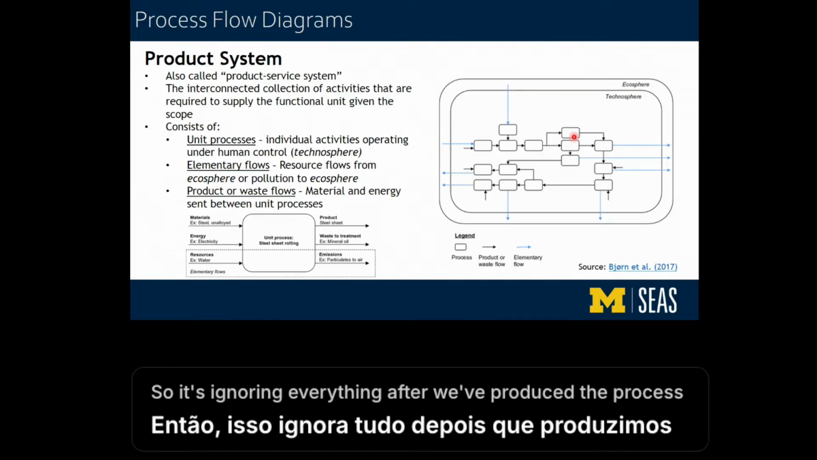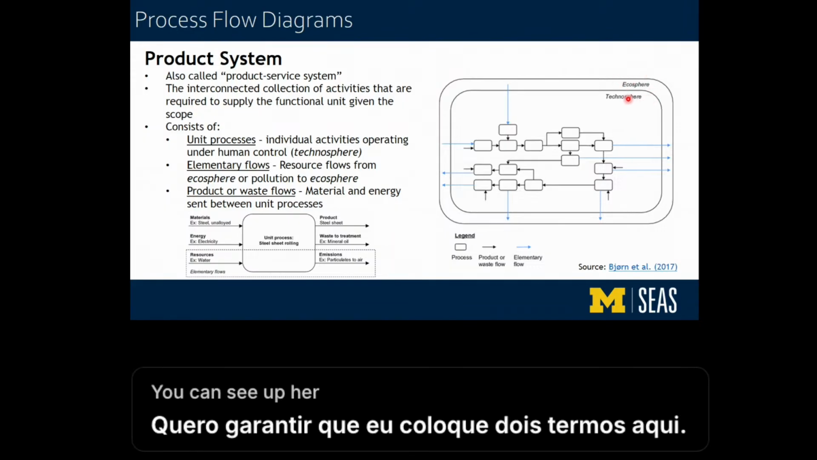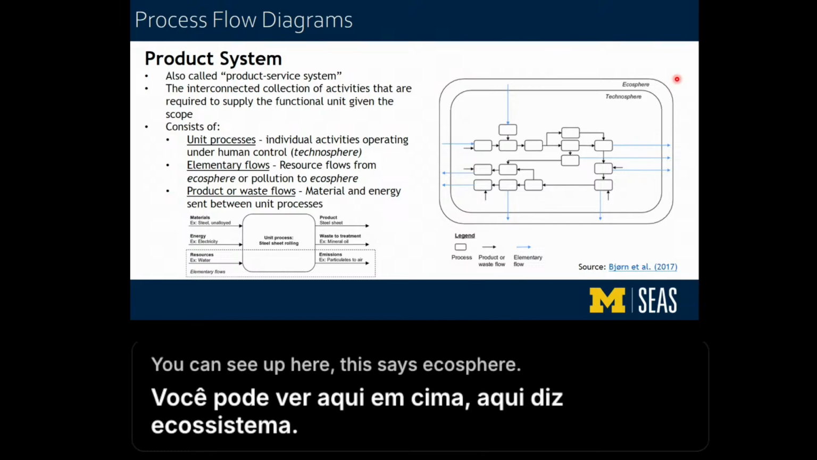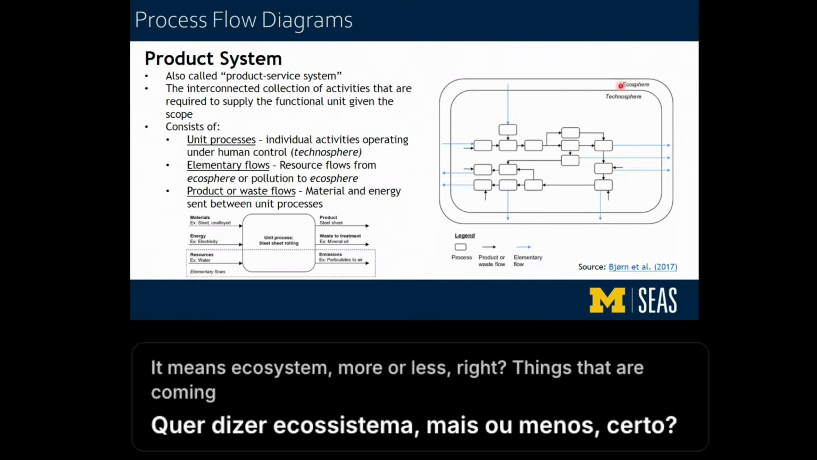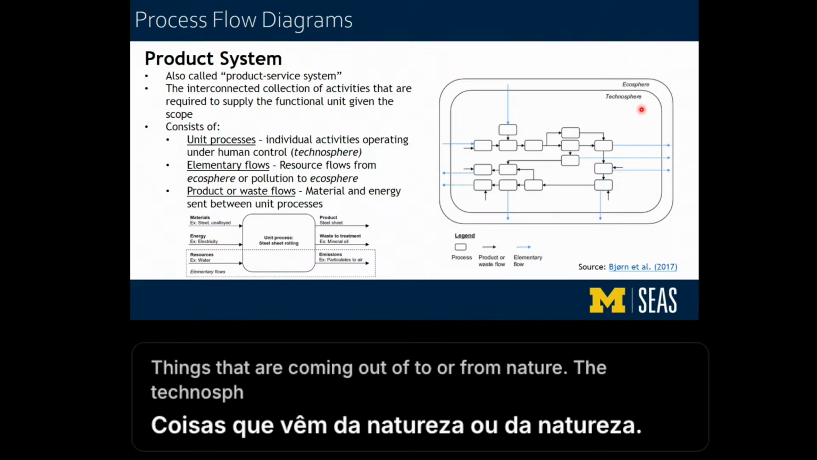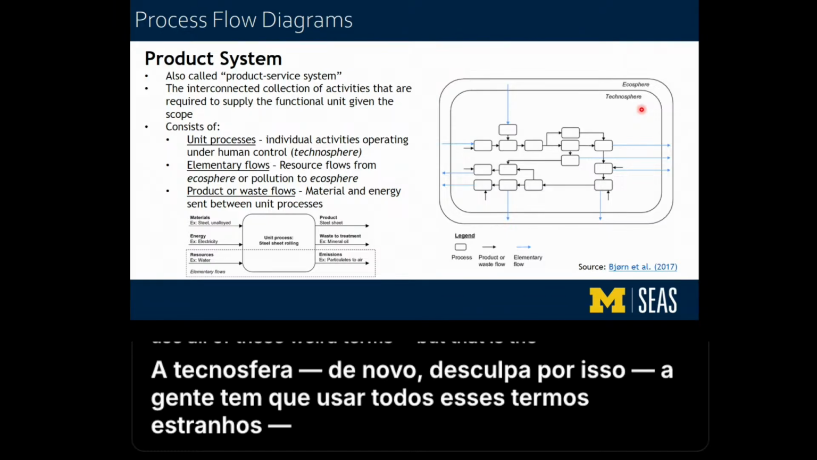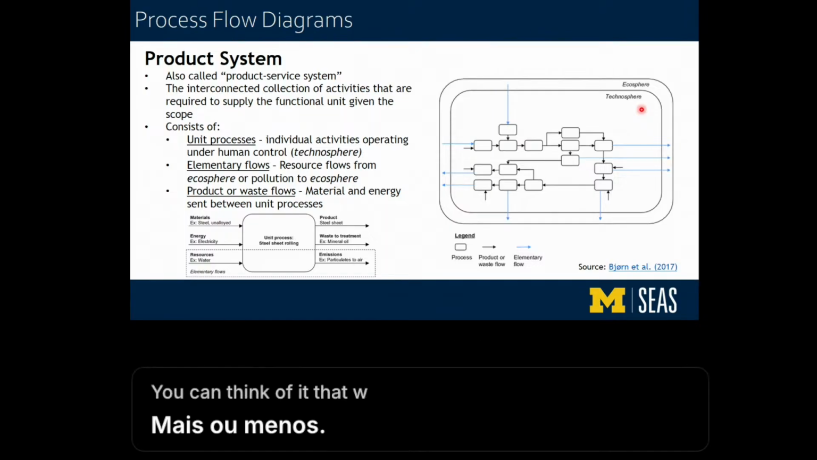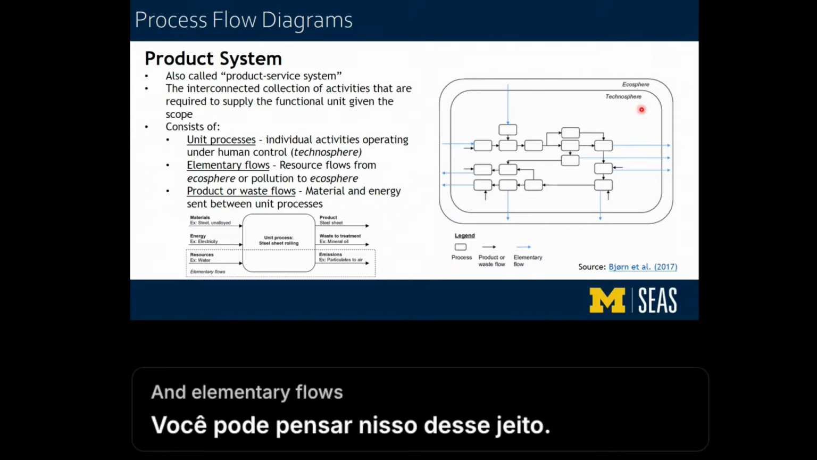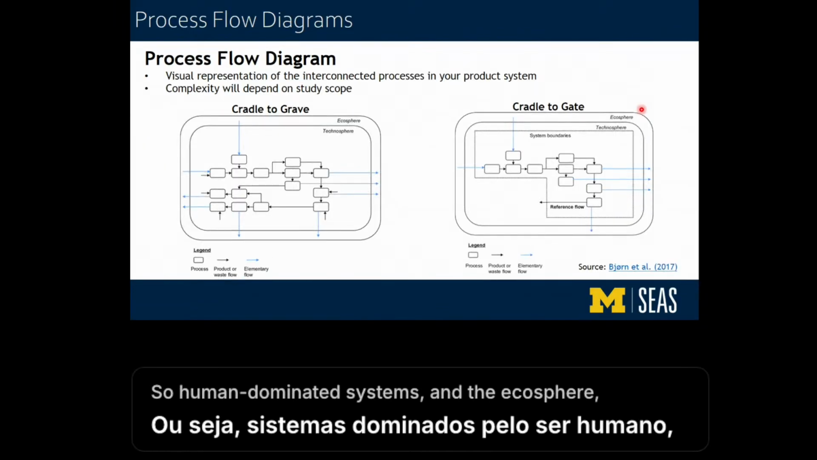I want to make sure I get two terms in here. You can see up here, this says ecosphere. That's basically nature is what that really means. It means ecosystem, more or less, right? Things that are coming out of, to or from nature. The technosphere, again, I'm sorry that we have to use all of these weird terms, but that is the human-controlled system. That's like the economy, more or less. You can think of it that way. And elementary flows cross between the technosphere, so human-dominated systems, and the ecosphere, nature. Just want to make sure I get that in there.